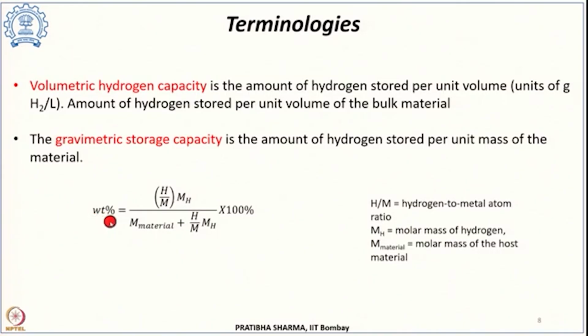So, weight percent here is the mass of hydrogen divided by the mass of the material, along with the mass of the hydrogen as well, where H by M is the hydrogen to metal atom ratio and correspondingly the molar mass of hydrogen as well as the material being considered. So, the weight of hydrogen being stored divided by the weight of the material plus the weight of hydrogen being stored, times 100, that will give us weight percent.